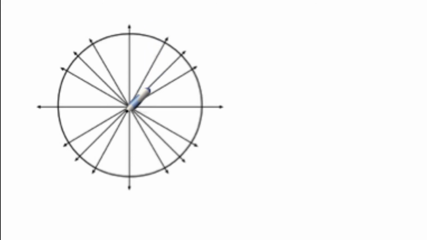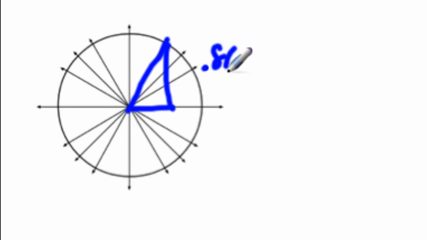To give an example, let's take a 60-degree triangle. And I ask you to memorize that the y value for 60 degrees is going to be equal to 0.866. So the sine of 60 is 0.866. And the x value is 0.5.